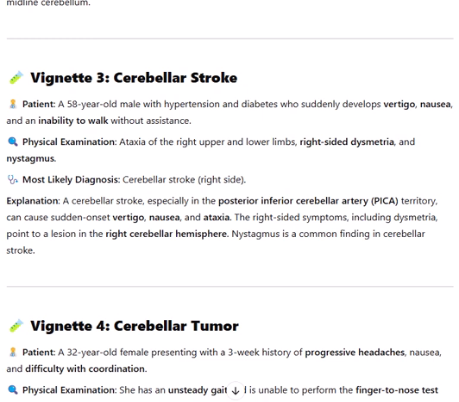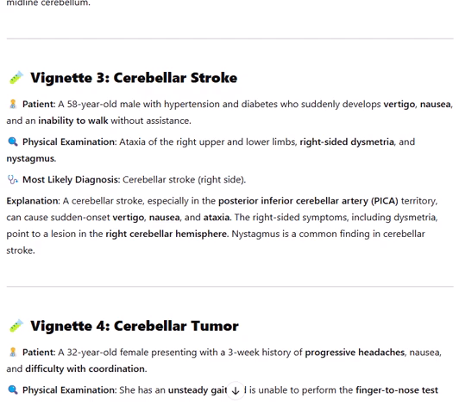walk without assistance. Physical examination, ataxia of the right upper and lower limbs, right-sided dysmetria, and nystagmus. Most likely diagnosis, cerebellar stroke, right side. Explanation, a cerebellar stroke, especially in the posterior inferior cerebellar artery, PICA, territory, can cause sudden onset vertigo, nausea, and ataxia. The right-sided symptoms, including dysmetria, point to a lesion in the right cerebellar hemisphere. Nystagmus is a common finding in cerebellar stroke.